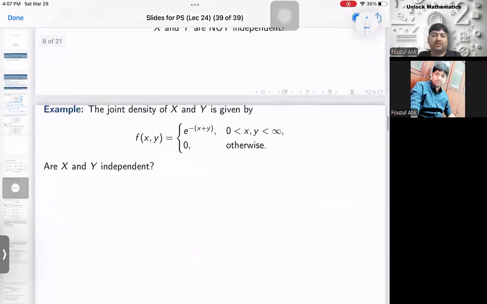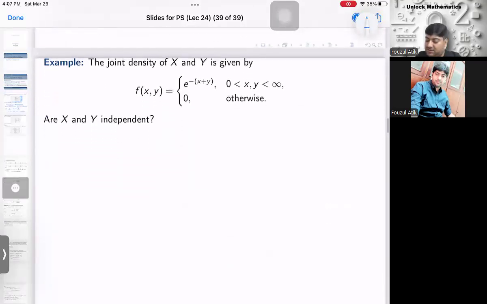Now we have one more example related to continuous random variables. The joint probability distribution function is given for the random variables x and y, which is of this form f of x y. Are x and y independent? We have to answer it. To check whether two continuous random variables are independent or not, where the joint density function is given, we have to find their marginal density functions. So how to get it?